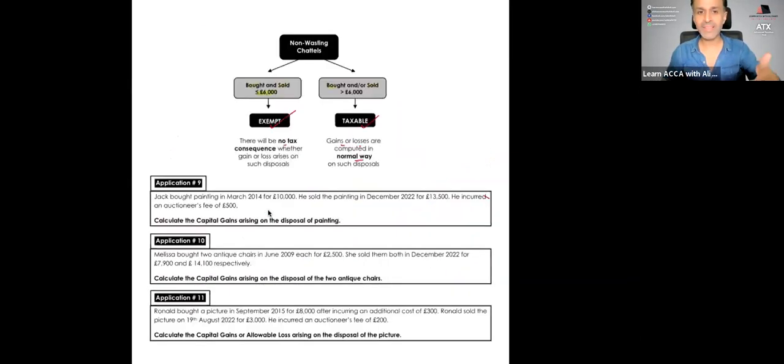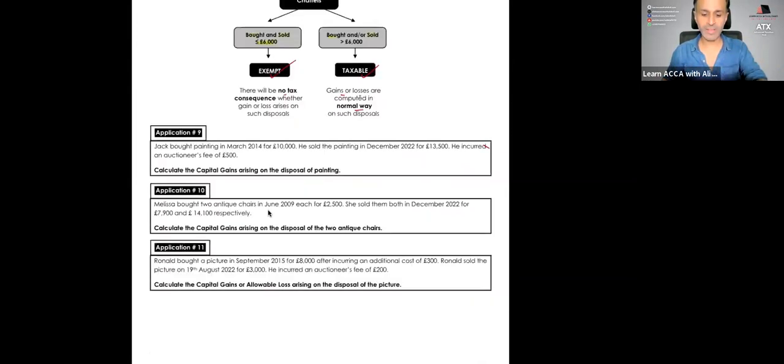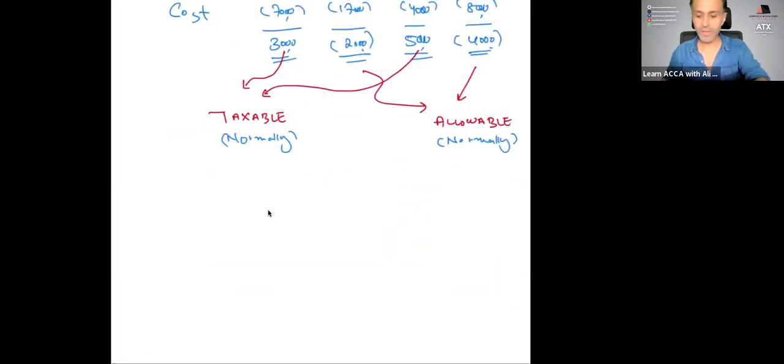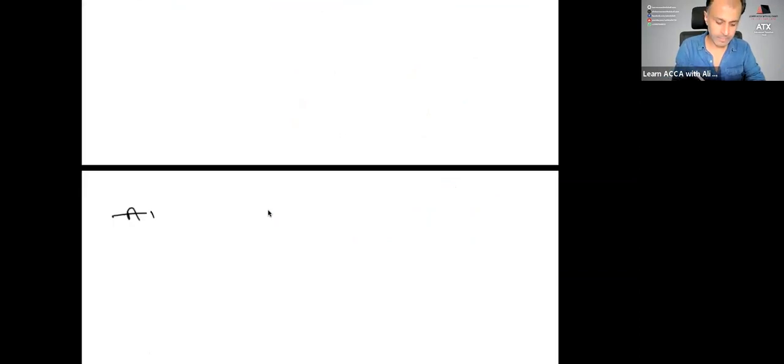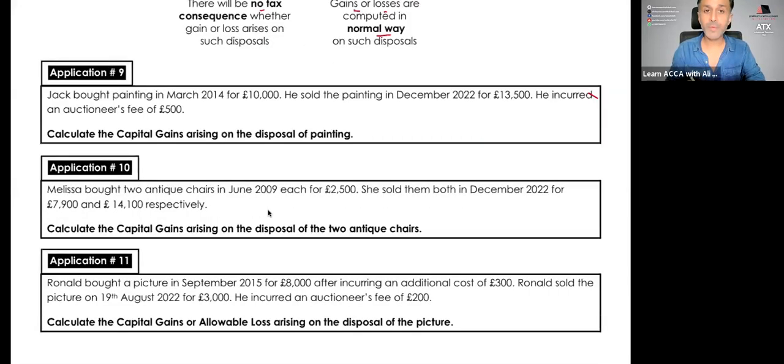Now we can do 9th, 10th, 11th applications to formally quantify this. That much of a talk is enough on the first category of chattels and wasting assets. Which application is that? Application number 9. Jack bought a painting in March 14 for £10,000. He sold the painting for this much. He incurred an auctioneer fee of 500. They want me to calculate the capital gain.